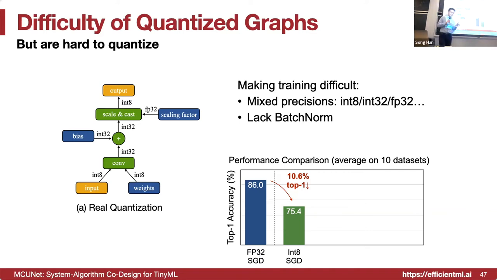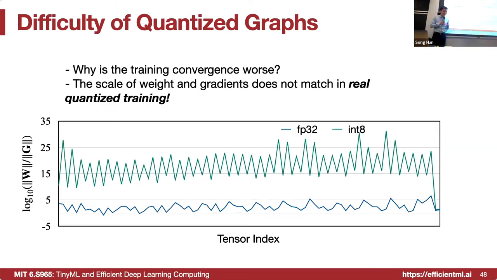Actually, there is a very simple, mathematically simple, but long ignored issue during quantized training, which we are going to see here. So we try to see what exactly is happening, why there's a big difference. Therefore, we try to plot this graph, which is weight divided by the gradient, right? Say you have a weight of 10 and the gradient is 0.001, then applying some learning rate, actually you are not updating anything, right? So this is basically comparing the ratio between weight divided by the gradient.